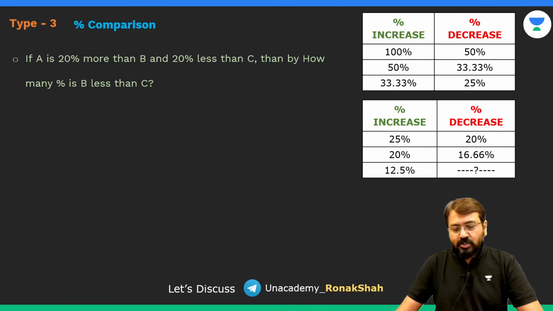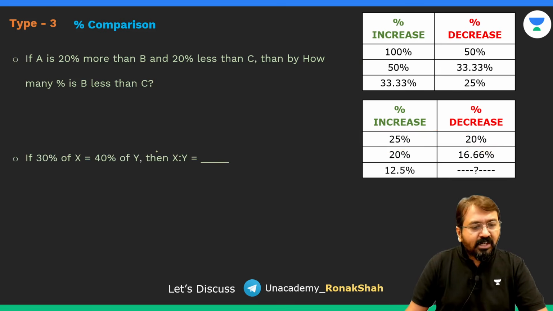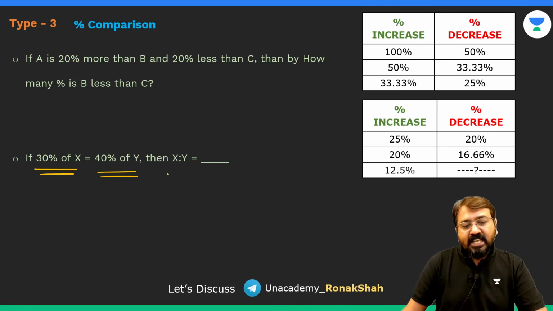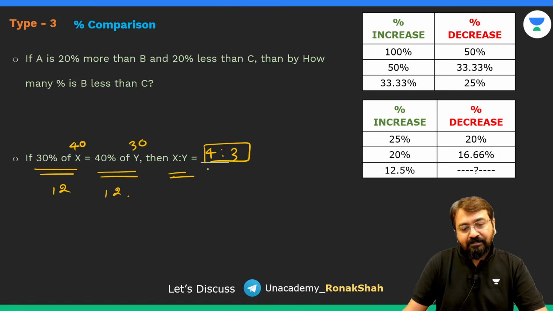So I really hope you are able to do all these things very quickly. Let me show you one more situation and let's see whether you are able to figure out this thing or not. If 30% of X is 40% of Y, then can you tell me what is X is to Y? Are you able to find out this? You should be, because 30% of 40 will be equal to 40% of 30. Isn't that both will be 12 in this case? So I can say X is to Y should be 4 is to 3, right?